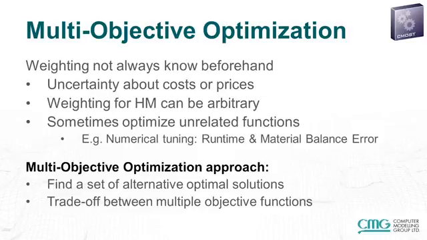Or we may have cases where we have completely unrelated functions, such as numerical tuning cases where we may want to optimize both runtime as well as material balance error at the same time. It's more difficult to find an aggregated solution when these different terms have unrelated units. So what we've done in CMOST is incorporated a multi-objective function optimization approach, which finds a set of optimal solutions, which is a trade-off between each of the multiple objective functions. By doing this, we eliminate the need for determining a weighting or a value to associate with each objective function.